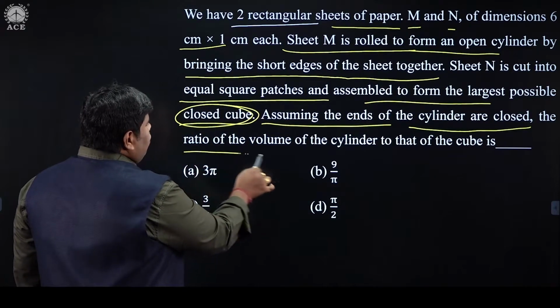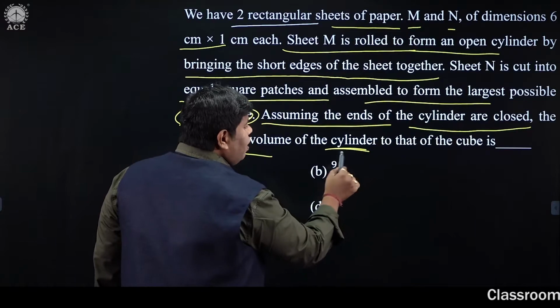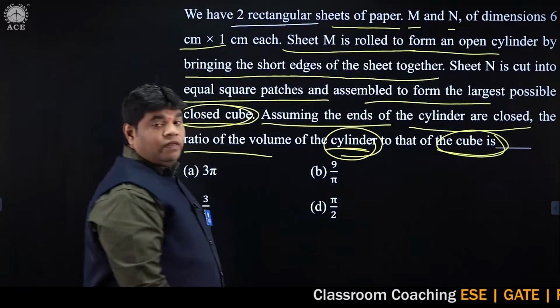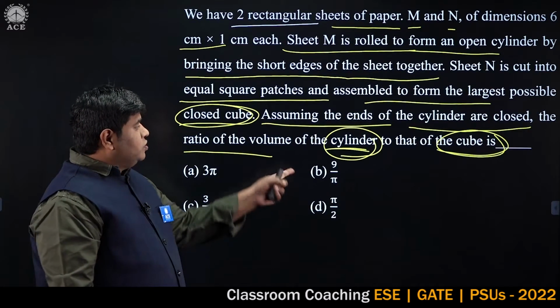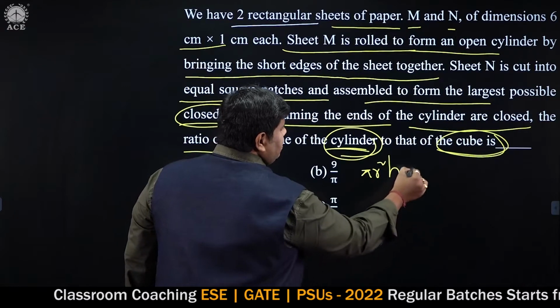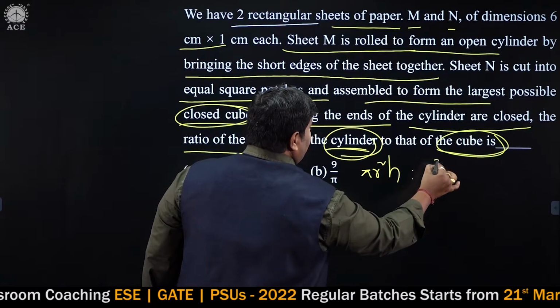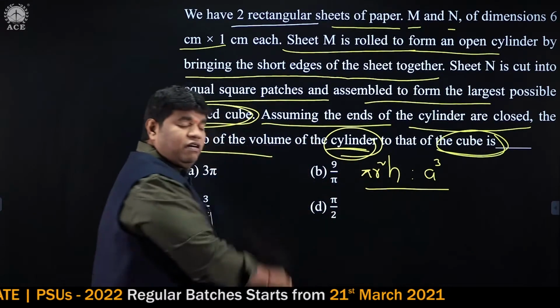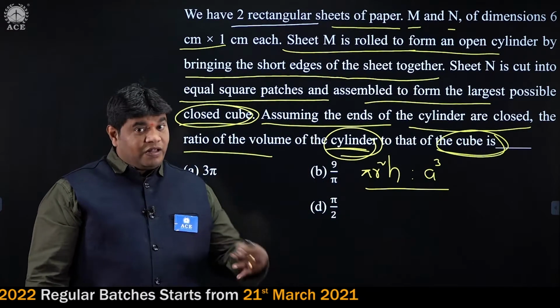The ratio of the volume of the cylinder to that of the volume of the cube. So the volume of the cylinder is pi r square h, and here a cube. This is the requirement. What is pi? What is r? What is h? Those are our requirements.